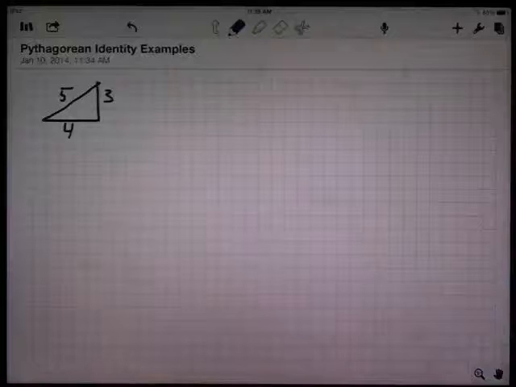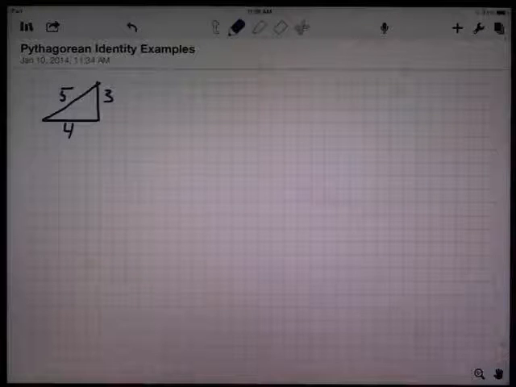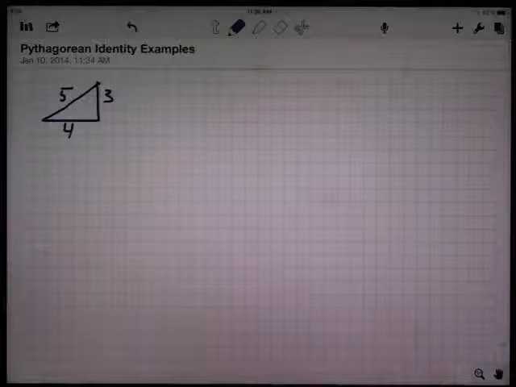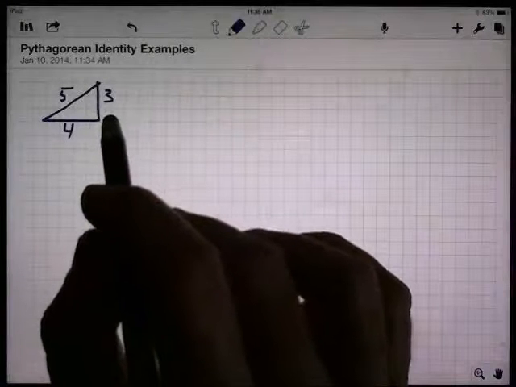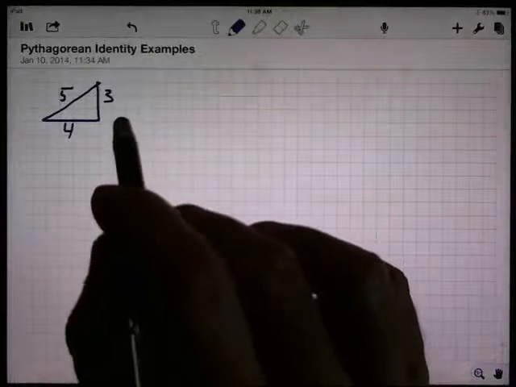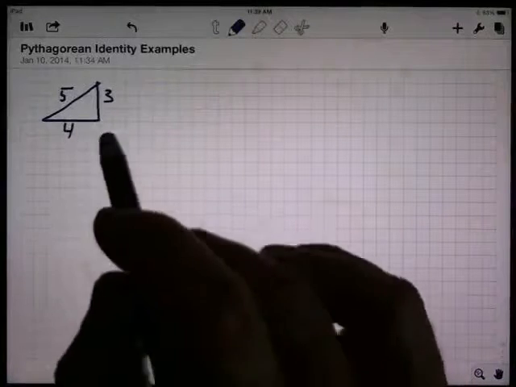All right, here's an example of the three Pythagorean identities, just showing that they work for a particular right triangle. And then I'm going to show you a couple of examples of how you use the Pythagorean identities to get one trig function from another. So here's a right triangle, 3, 4, 5. It's one we use quite a bit because the edge lengths are nice. The angles aren't particularly nice, but the edge lengths are nice.